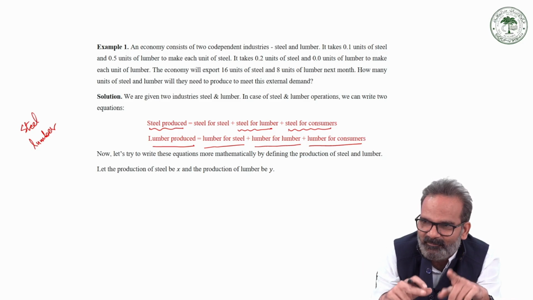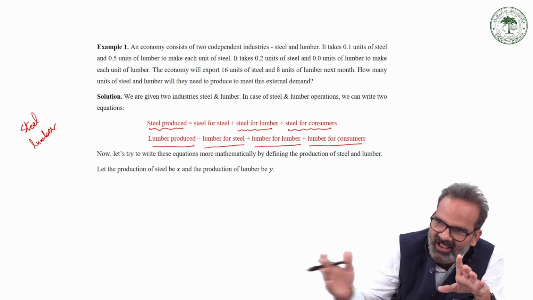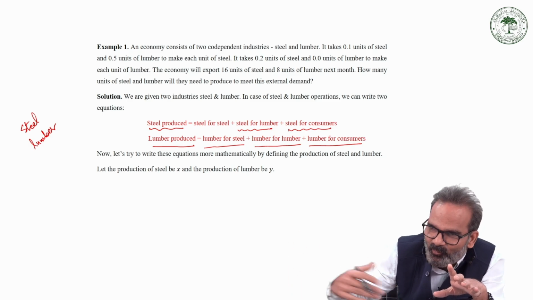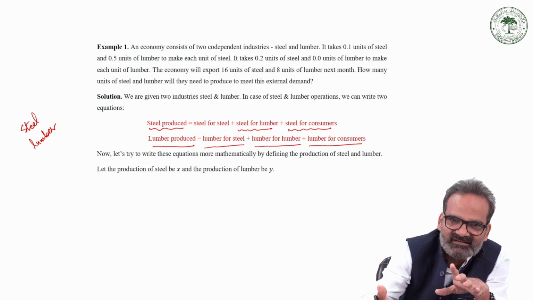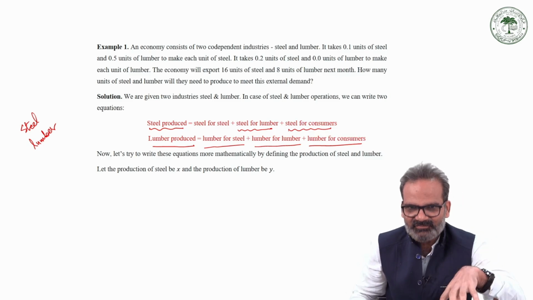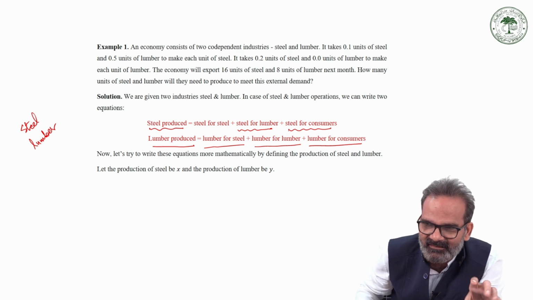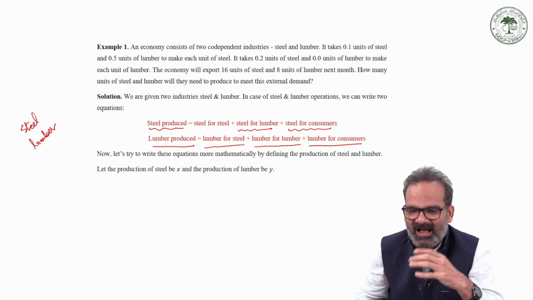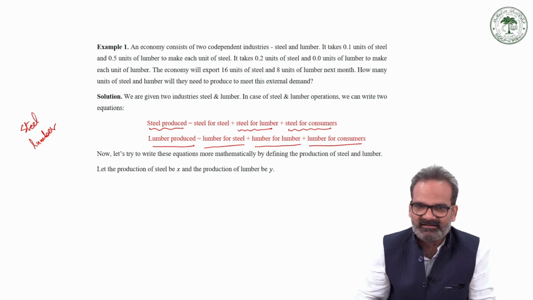Number one, that. Number two, I cannot produce electricity independently. I will have to purchase some other commodities and services from other industries also. Then I will produce electricity. That is the situation here. Steel is itself required to produce steel. Likewise, lumber is itself required to produce lumber. That is why I have written these two equations. From these two equations, we will formulate our standard equations.